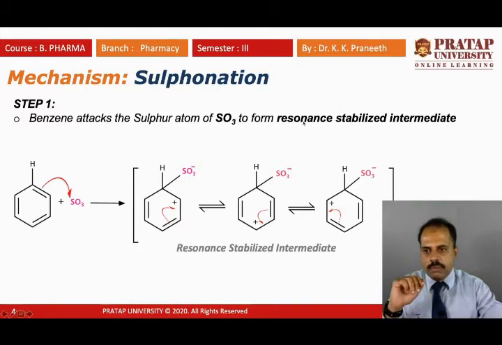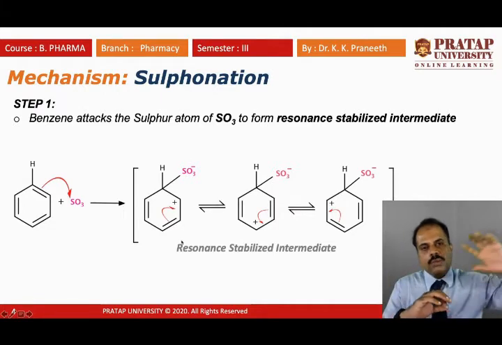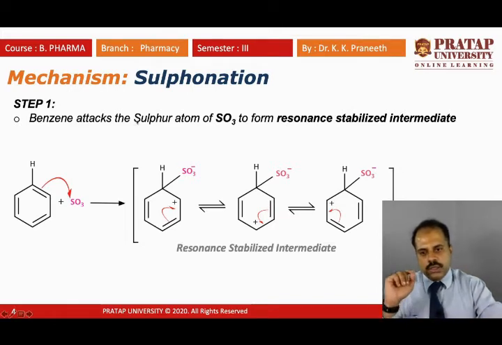So what is the first step? Benzene attacks the sulfur atom of the SO3 and forms this resonance stabilized intermediate. What happens in the second step? In the second step, this resonance stabilized intermediate forms the product, because it's only two steps here. In here, I have taken one of the resonance stabilized structures. You can also take this structure.